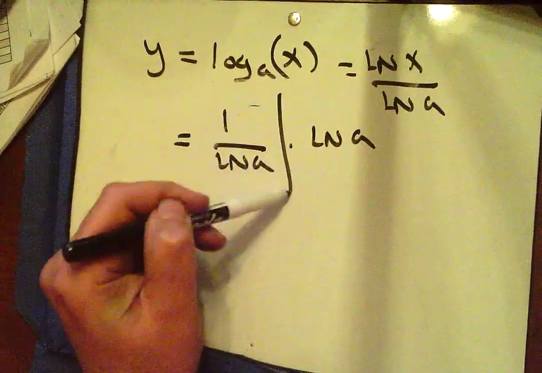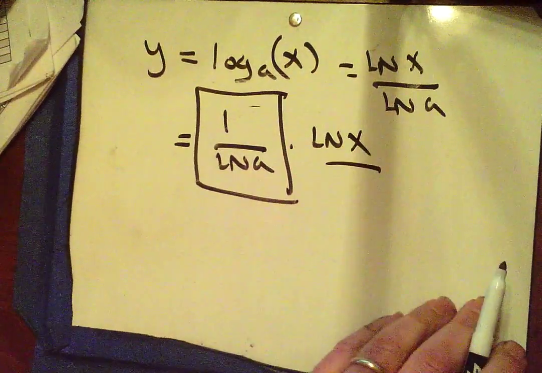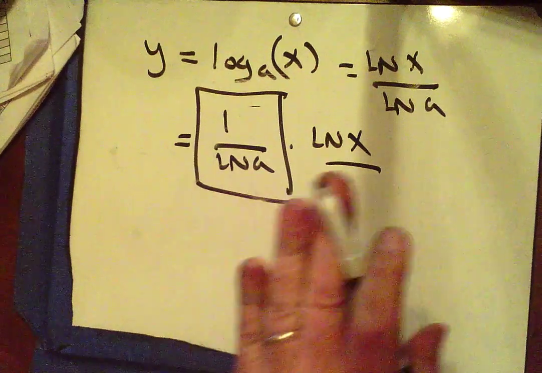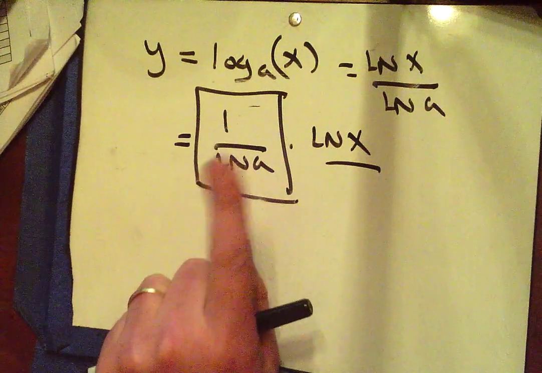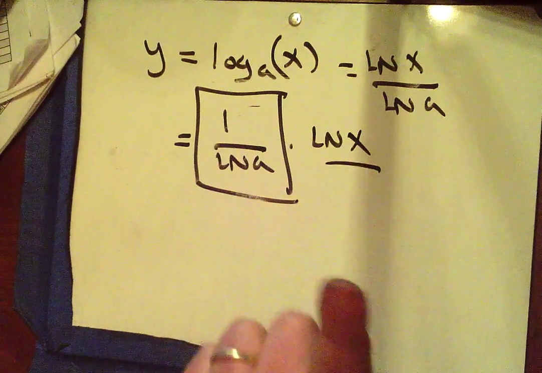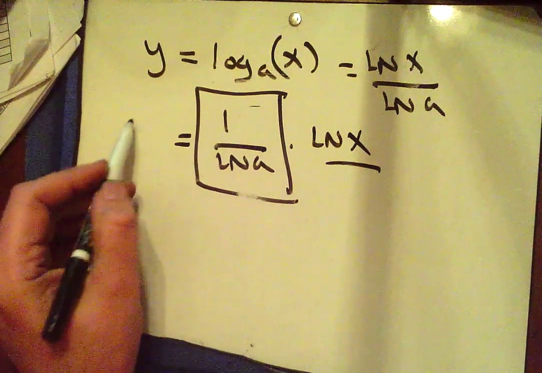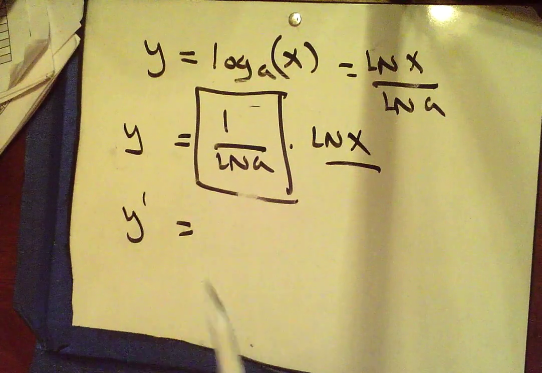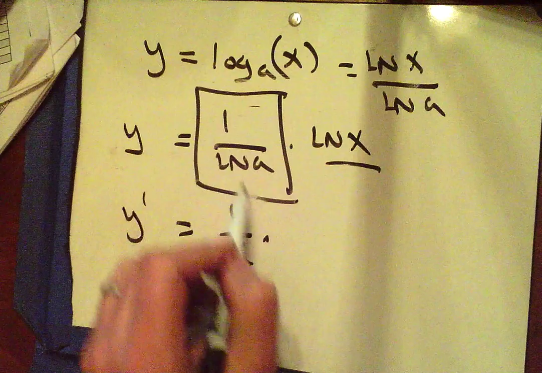Why? Because I have a constant times ln. And how do we take the derivative of a constant times a function? We don't use product rule. The derivative of a constant times the function is the derivative of the function times the constant. So if this is how I understand y, then y prime is, remember, the derivative of the function times the constant.